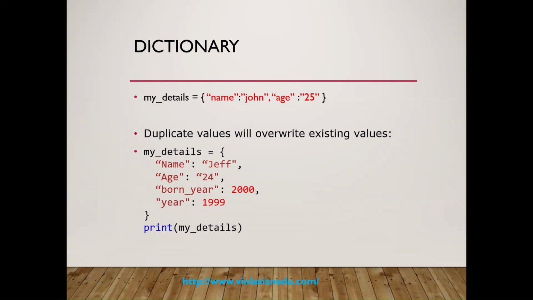Accessing elements: you can access the value associated with a key by using square bracket notation with the key inside. Let me explain this my_details dictionary. The keys name and age have the values chef and 24 respectively. Additionally, it includes two more key value pairs, born year with a value of 2000 and year with a value of 1999. When you print my_details, it displays the contents of the dictionary.